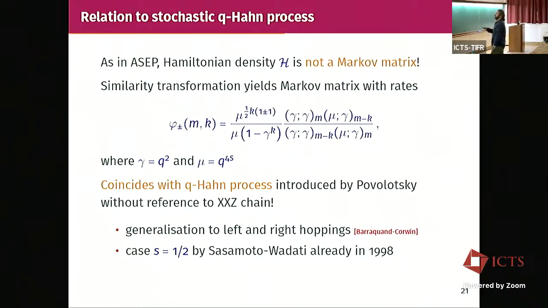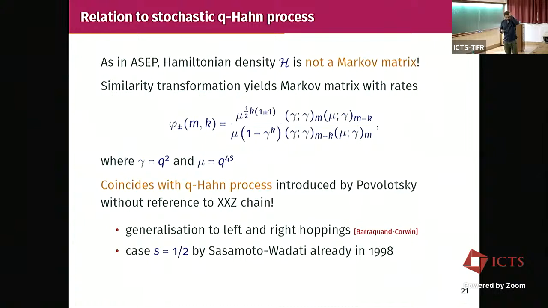Okay, and then, following Povolotsky, they were generalized. Povolotsky only considered a TASEP type, and then you can generalize to left and right hoppings, by Barraquand and Corwin. And in fact, the inventors maybe of this model, these two here, wrote these rates for S equal to 1/2 in 1998. So that's maybe nice. Okay, so now we have all this algebraic machinery.